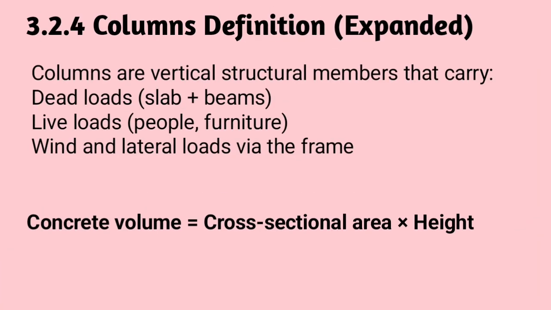Columns. Columns carry dead, live, and lateral loads. Volume is cross-sectional area times height. Height is from top of footing to bottom of beam. Starter bars and dummy columns are excluded.